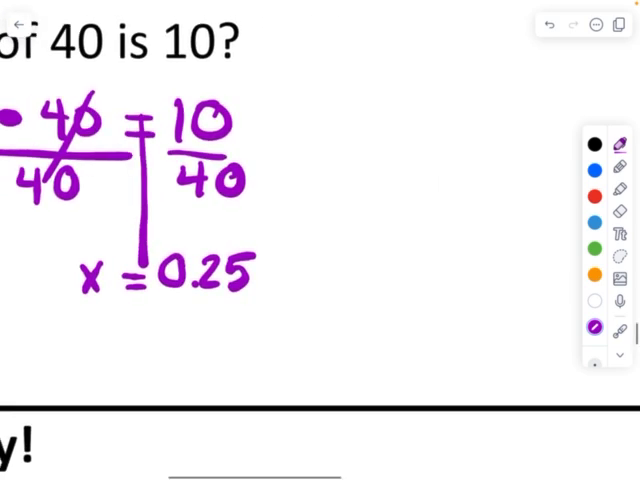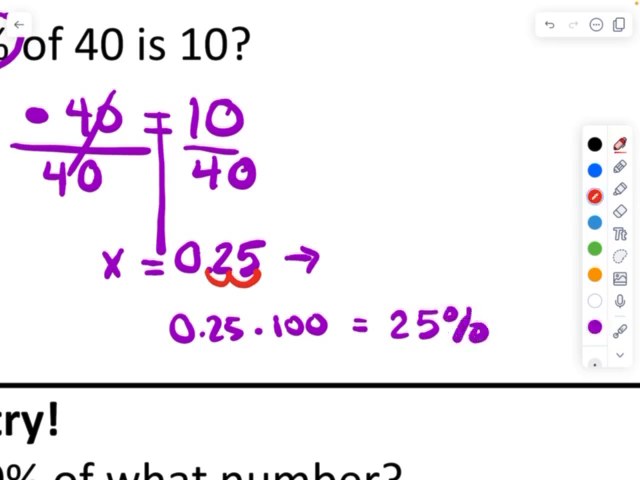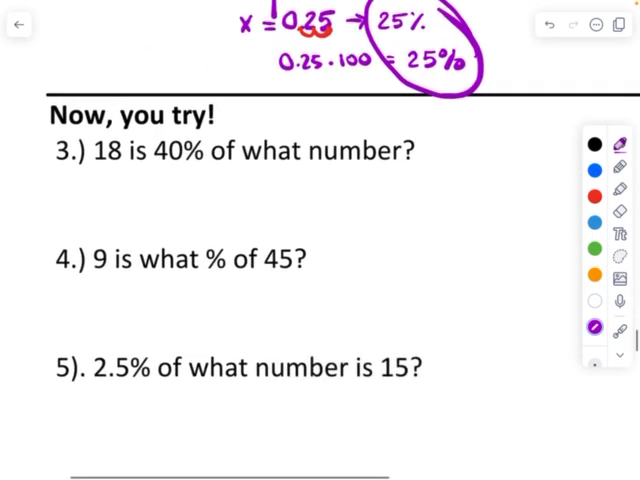Okay? Now that is not my percent. What I need to do is now turn that to a percent, which we multiply by 100. Or we can swing the decimal place 2 to the right. Either way, if I do 0.25 times 100, that equals 25%. If I swing my decimal place 2 to the right, that equals 25%. So we have to make sure that we answer the question. The question is asking for a percent. I must make sure I have a percent as an answer.